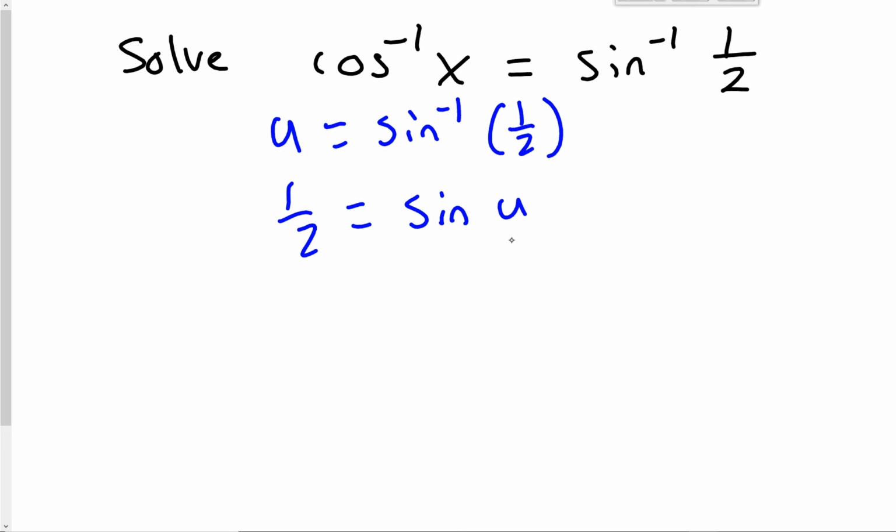Just do the inverse, right? Switch them. So sine of u equals 1/2. Then it's best to just go ahead and draw this out. So draw a right triangle, pick a u. I'll let u be this corner.